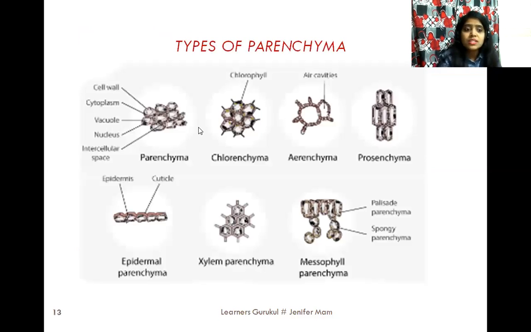Now some of the types of parenchyma. When chloroplast is present, it is said to be chlorenchyma. And if there are air spaces, air cavities inside, it is said to be aerenchyma. The other one is epidermal parenchyma, which is present below the epidermis. And this is xylem parenchyma, and this is mesophyll parenchyma.